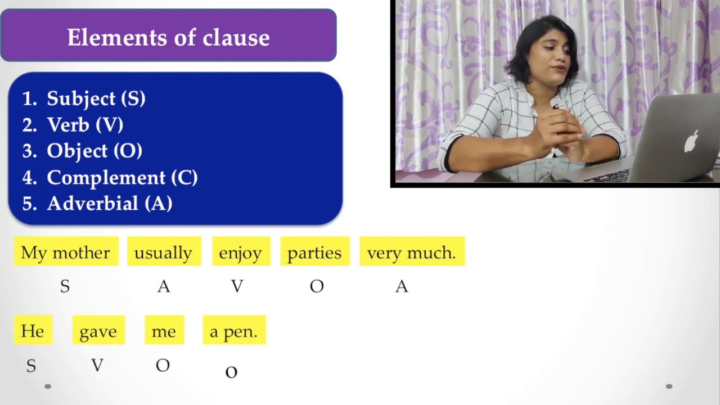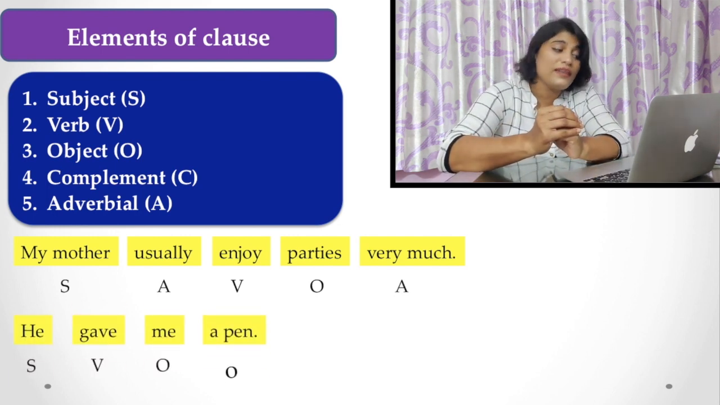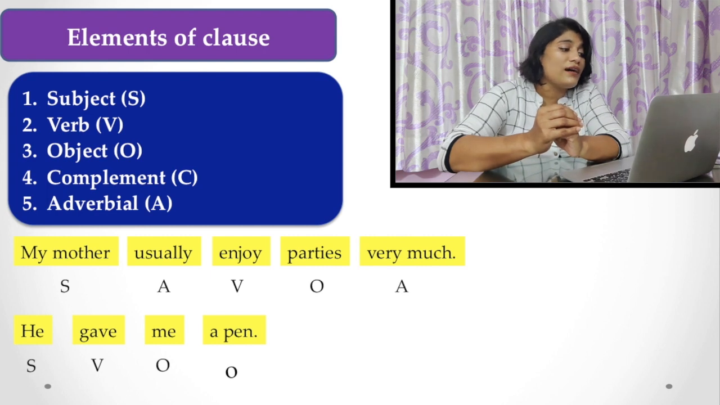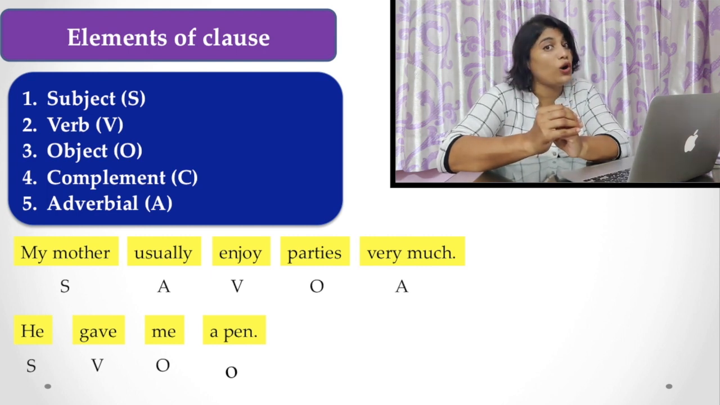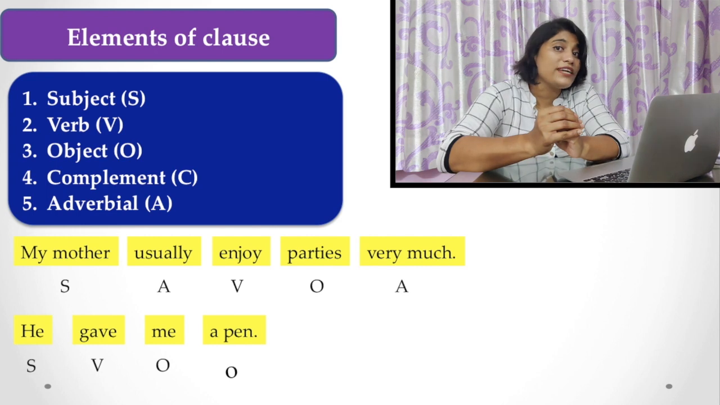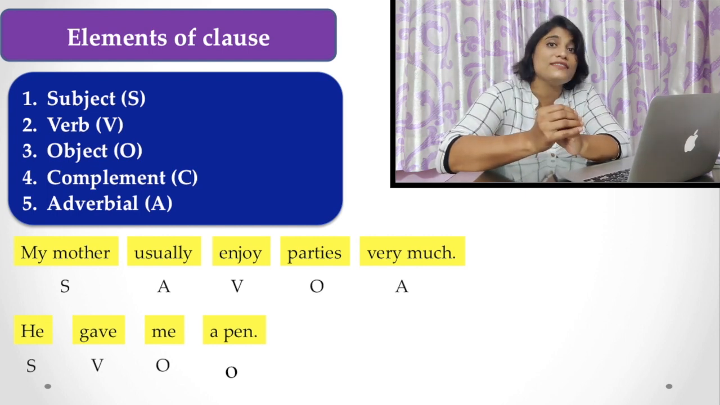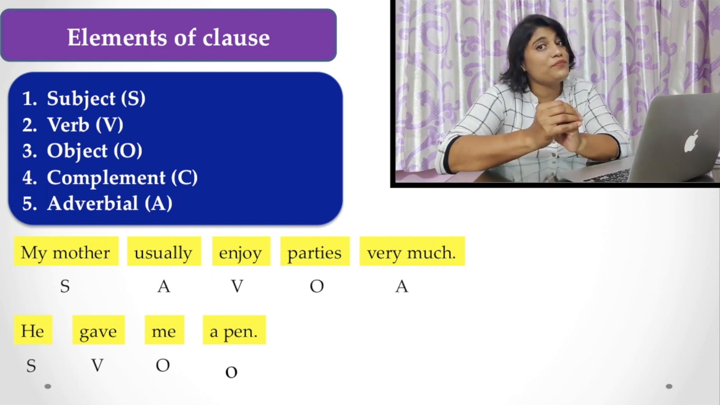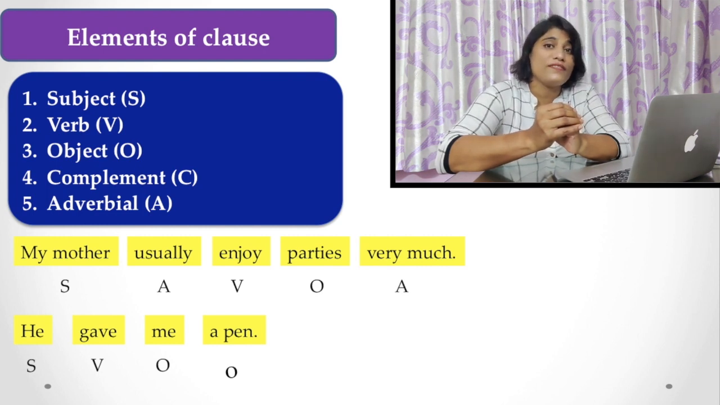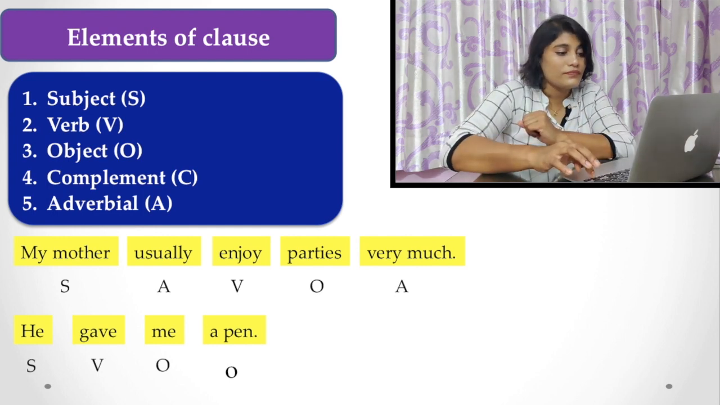Another example for you: he gave me a pen. Here you find subject, verb and object. There are two objects, or 2 types of objects. Those who want to know more about object, I have also a video lesson about English object. I will provide the link in the description box below. Please do watch those video lessons also to know everything about object, complement and other things.